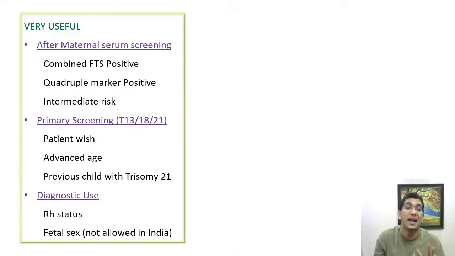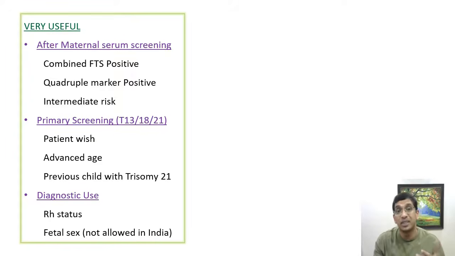So to conclude, NIPT is very useful in these cases. First, after maternal serum screening, that is if you have a combined first trimester screening which is positive, if you have a quadruple marker which shows a high risk, or if you have an intermediate risk. So in this group of patients you can actually avoid amniocentesis. Also, it can be used as a primary screening instead of doing double marker and quadruple marker. In which cases, one, if the patient wishes to do so, it costs a bit of money, but if the patient wishes, you should offer her that.